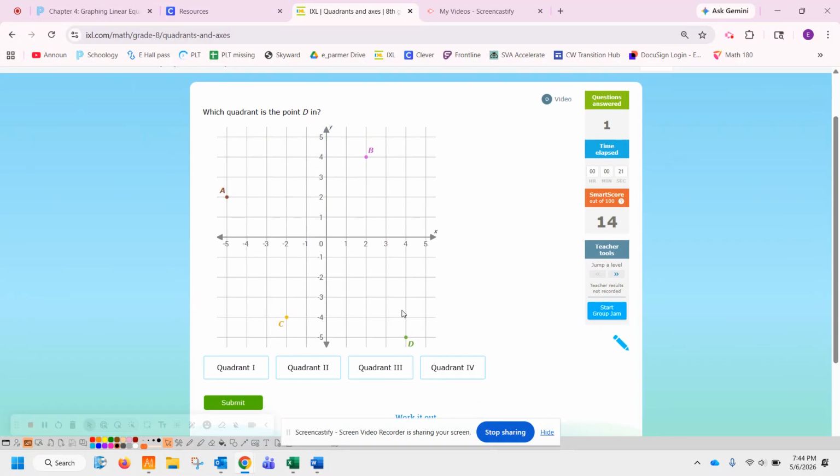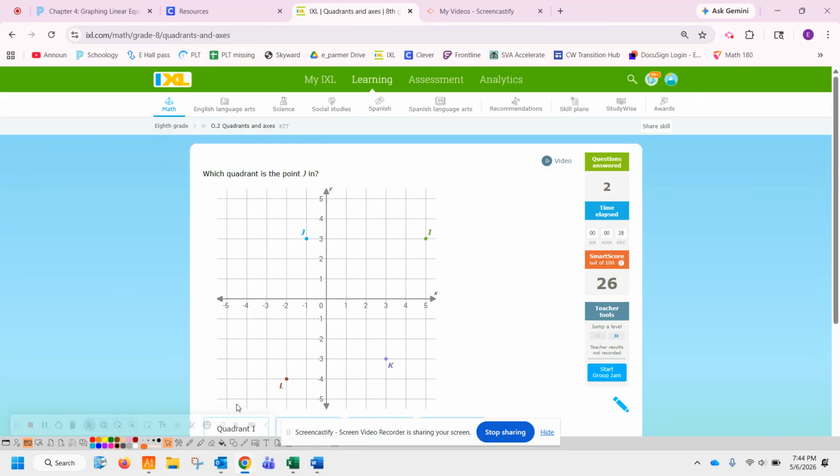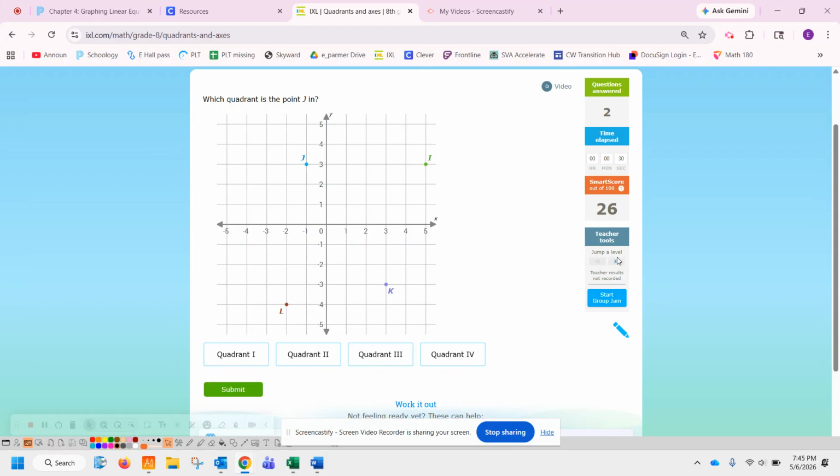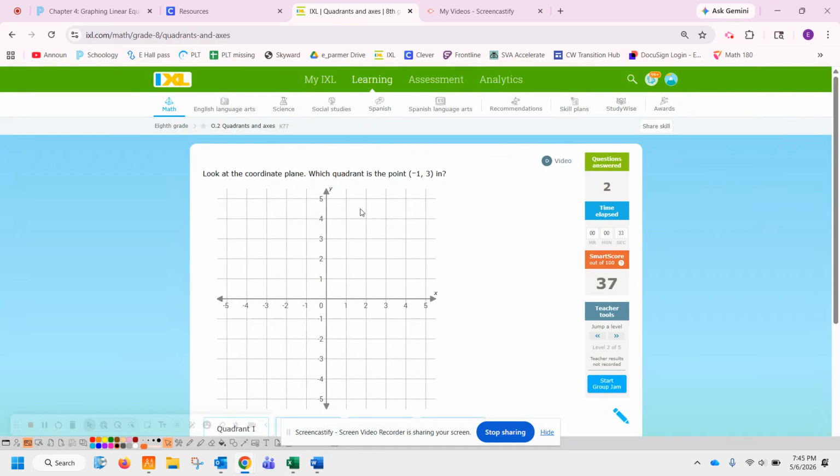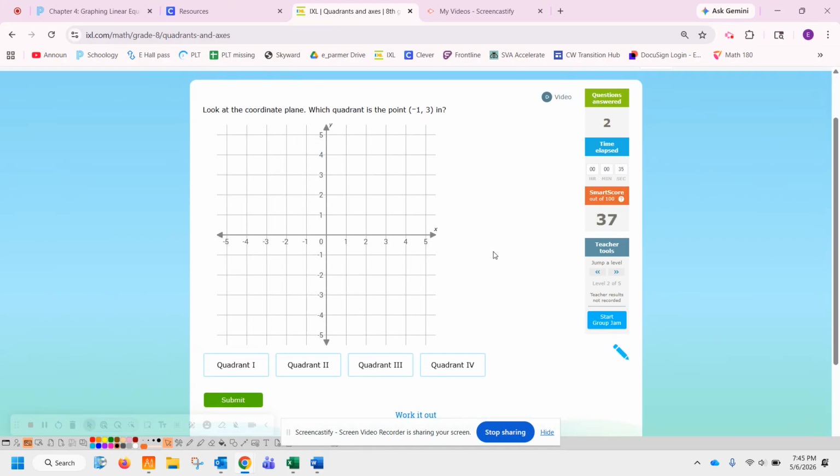Okay. Which one is quadrant D? Lower right is quadrant 4, IV in Roman numerals. Let's jump a level. You can see there's quite a few different levels on this particular IXL. So this one, you have to look at the coordinate plane and think about which quadrant this ordered pair is in. So (-1, 3) would be in this upper left-hand quadrant, which is quadrant 2.